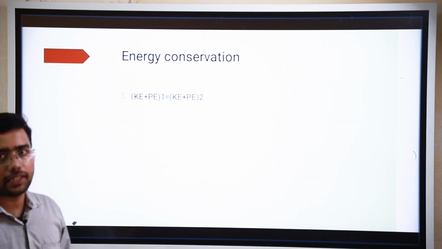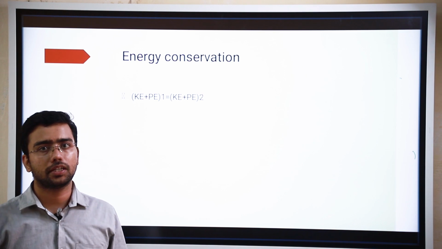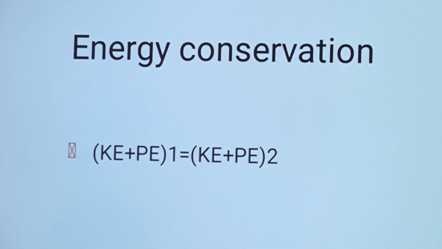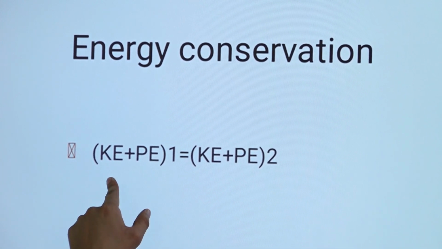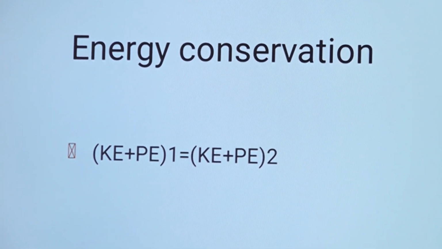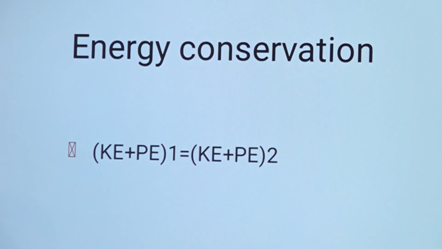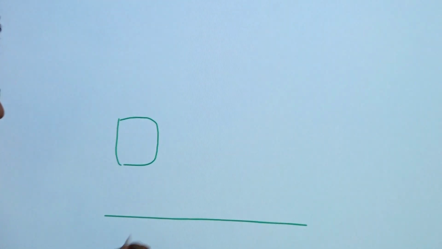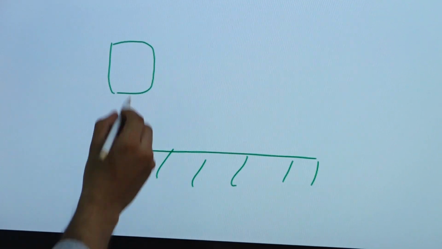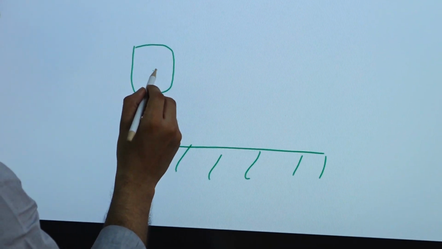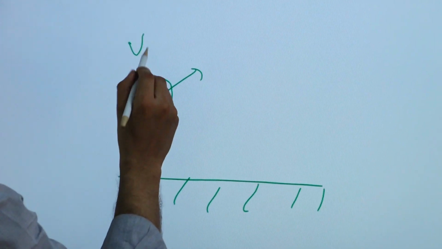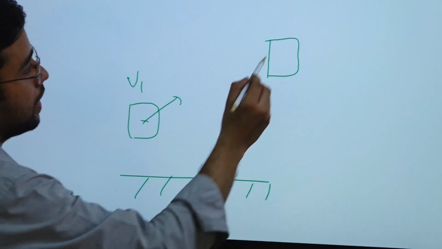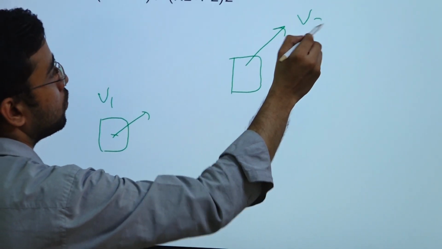Now, energy conservation is actually the first law of thermodynamics. Energy will always remain conserved. But in mechanics, we will not have that heat energy. We will have only kinetic energy and potential energy. So suppose this is a mass and it is moving, and this is the ground. This mass is moving with velocity v1 from this point to this point, and here it is having velocity v2, right?